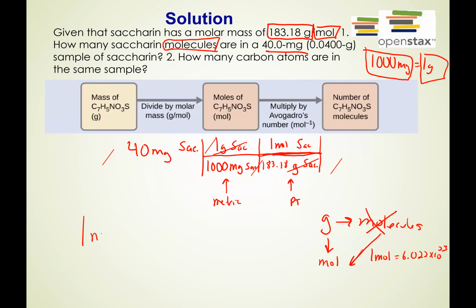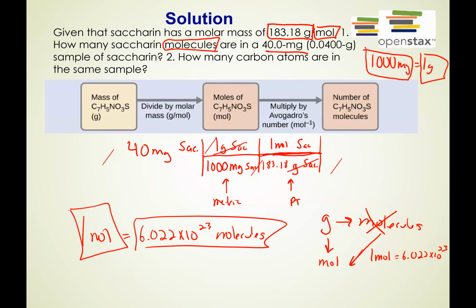So if we have 1 mole equals 6.022 times 10 to the 23 molecules, one of these has to go on the top and the other one has to go on the bottom. Which unit do we want to go on the bottom? Moles or molecules? Moles goes on the bottom. So 1 mole is 6.022 times 10 to the 23rd.